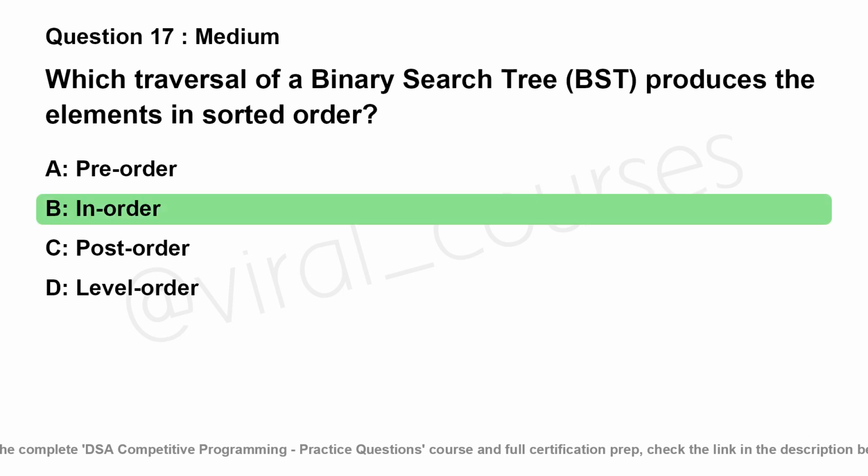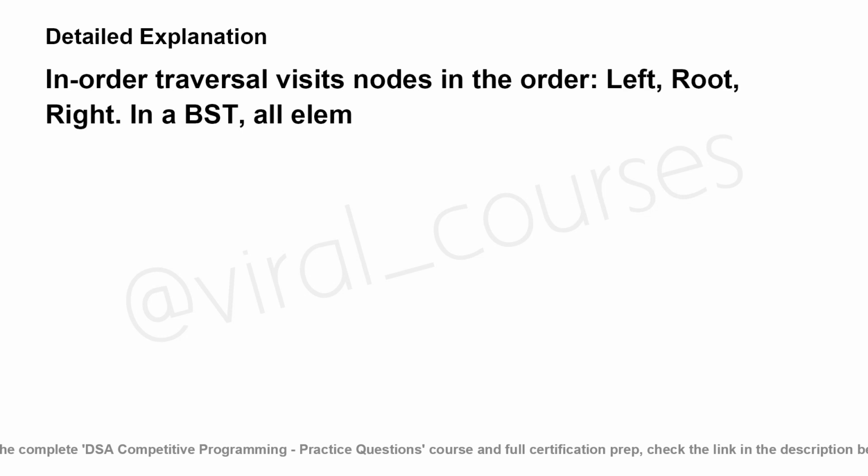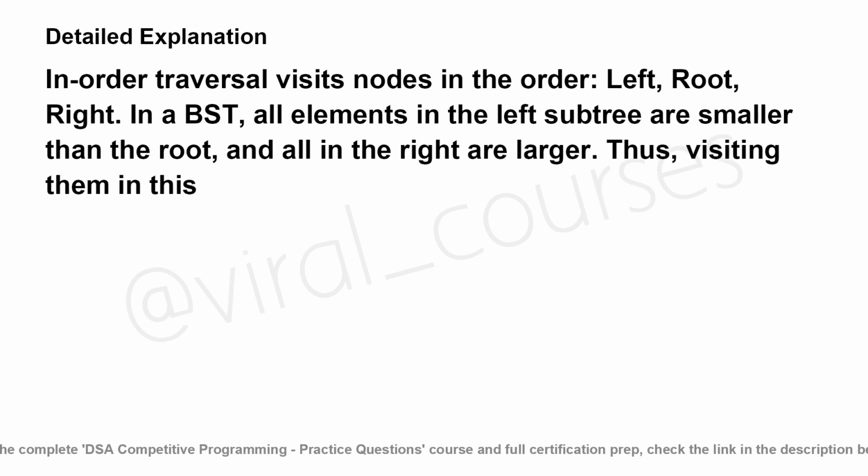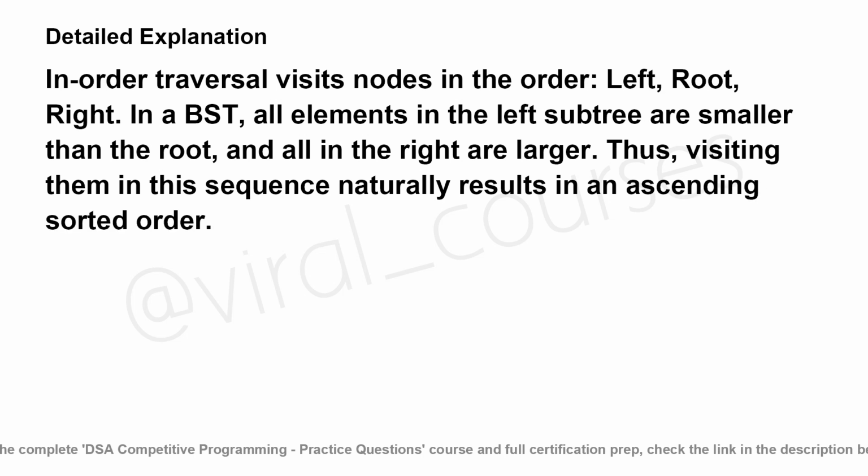The correct answer is B. In-order traversal visits nodes in the order left, root, right. In a BST, all elements in the left subtree are smaller than the root, and all in the right are larger. Thus, visiting them in this sequence naturally results in an ascending sorted order.